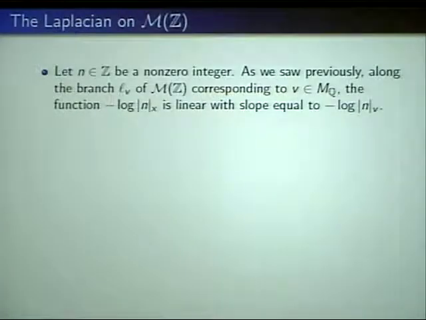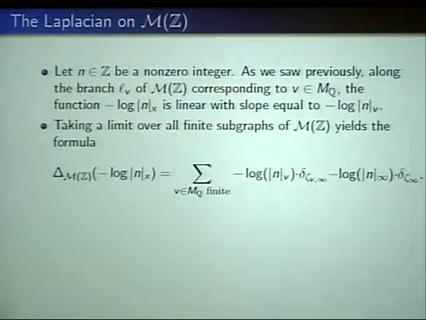And so finally, just to conclude in 90 seconds, I want to say how this works on M of Z, because it's very cute. So we have a Laplacian on M of Z as well, from what I've said, because of this arboretum structure. And what it means very concretely is just this. You'll recall that minus log absolute value n, where n is just some non-zero integer, is linear with slope equal to minus log absolute value n with respect to the v-adic absolute value on that branch. And so we said it was harmonic at the Gauss point by the product formula.